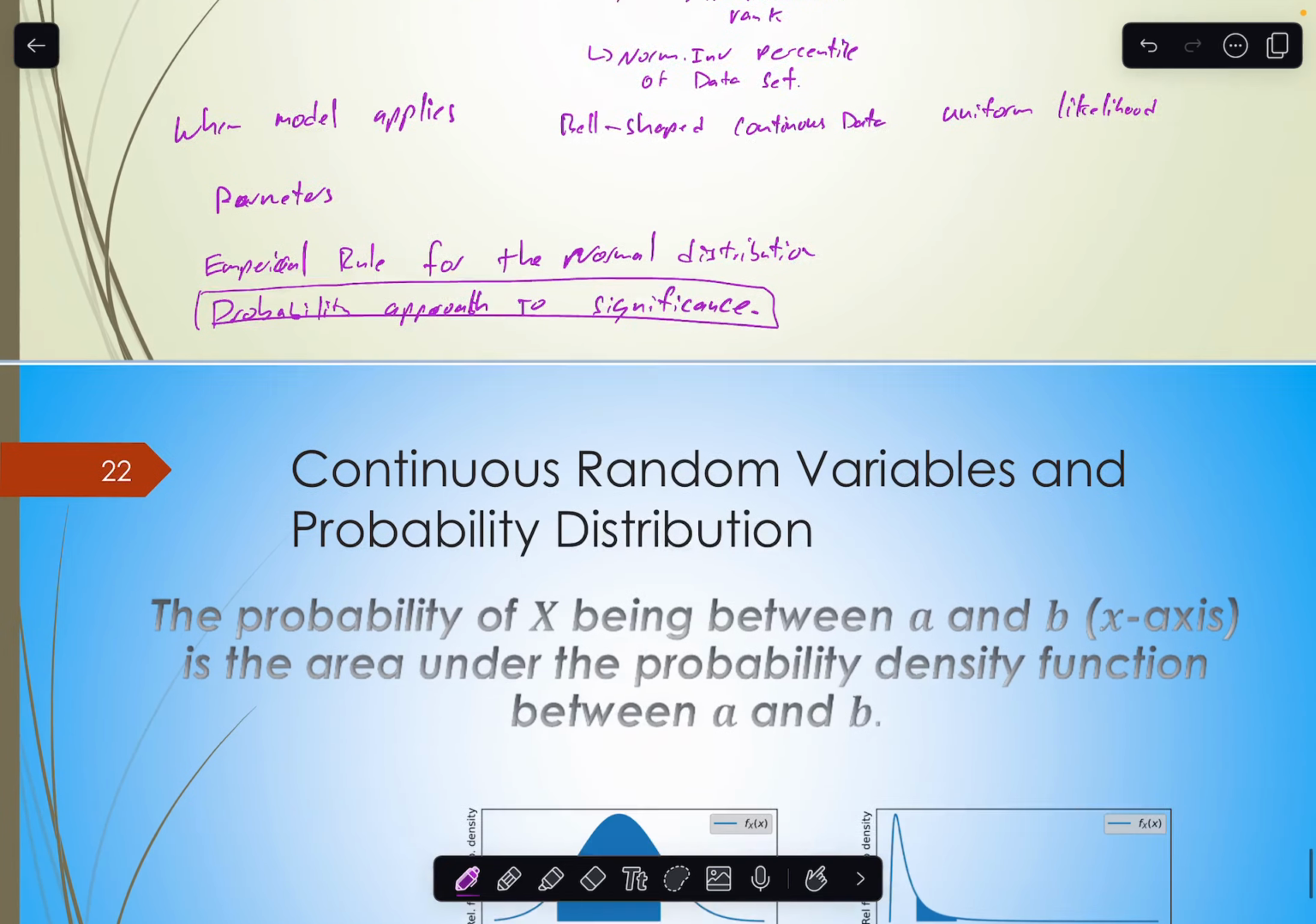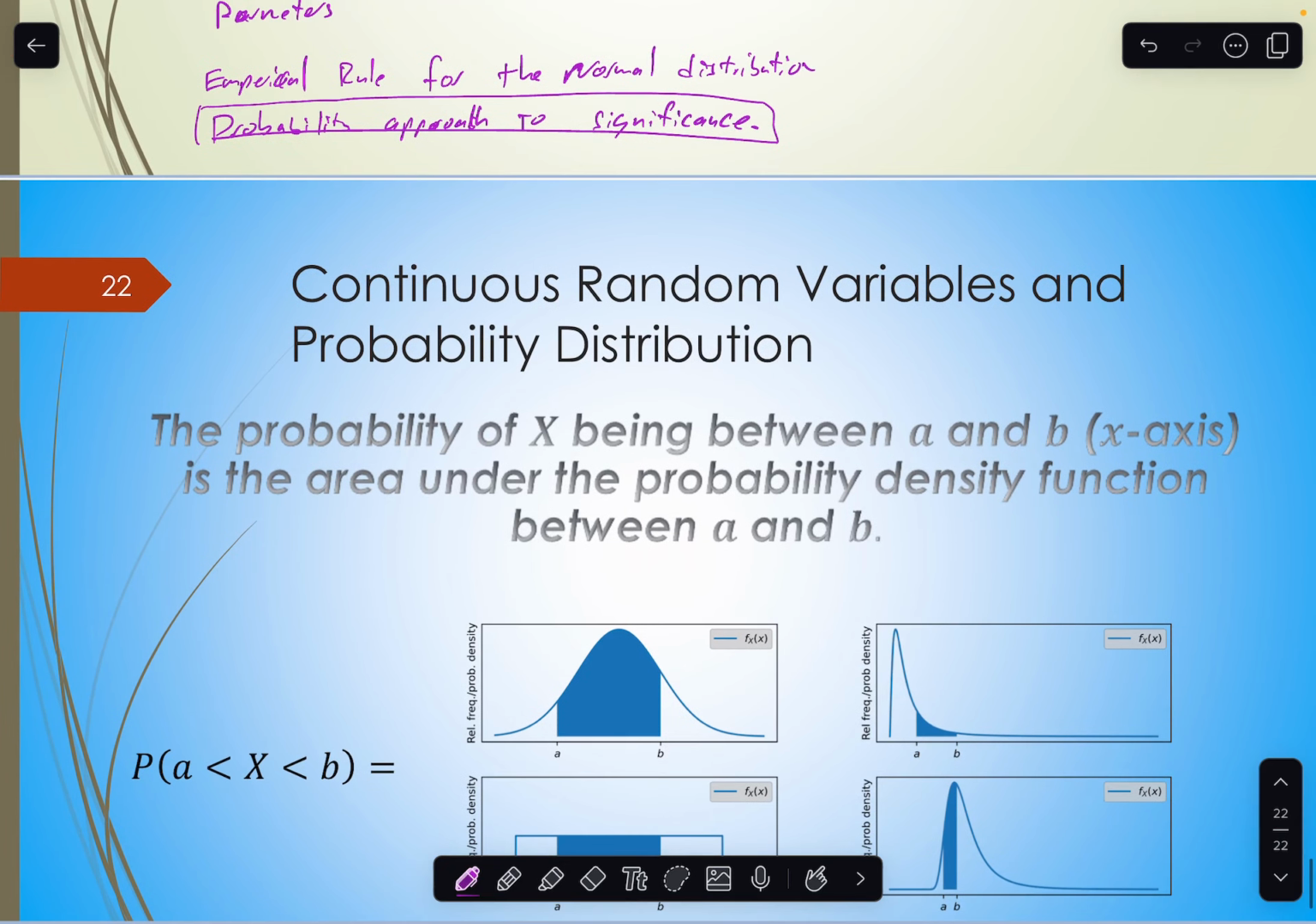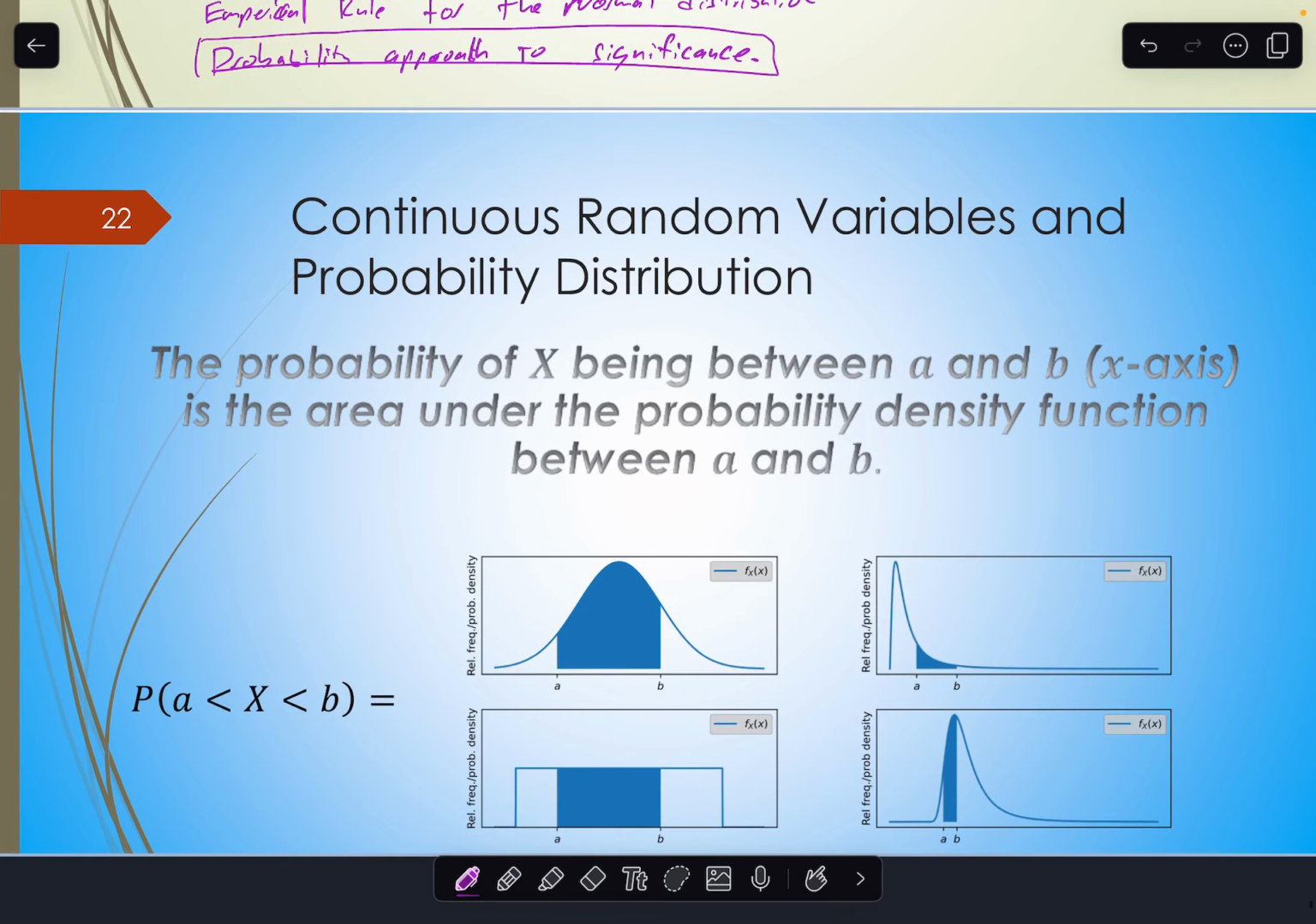All right, everybody, and then just one last time, I just want to say that the area under the density curve corresponds to the probability of the random variable being between 2 points. I want to drive that point home.